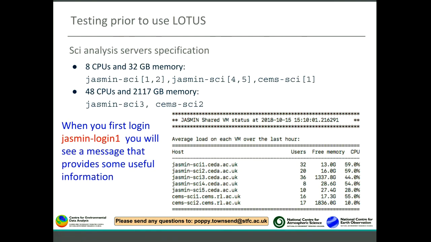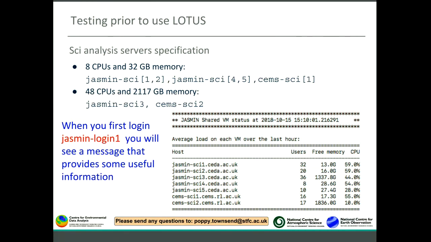So since we are talking all about LOTUS, we encourage users, as I said, to test prior to using LOTUS. And when choosing which site analysis server to test on, it's good to know what the capabilities of those site analysis servers are. So you cannot test a job that runs at a certain amount of memory on a shared site machine, because you're going to affect other users. So an example here: the JASMIN SAI 1, 2, 4, 5 and the SEM SAI 1 are all eight core machines, and each SAI server, SAI instance, shares a memory of 32 gigabytes.